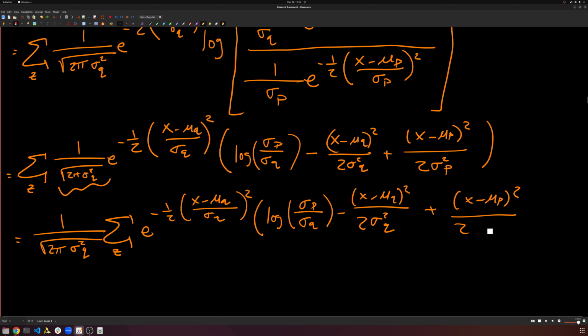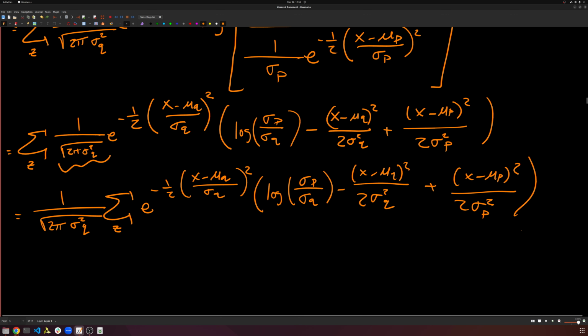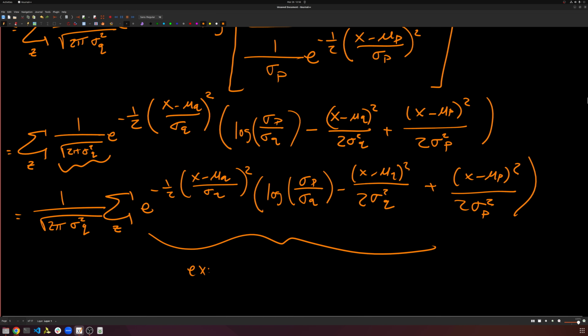Oh, let's write that cleaner. 2 sigma squared p. Okay. And let's close the parentheses. And there we go. So this is basically our setup. Now, what you should see when you look at this is that this whole thing looks like an expectation of Gaussians, right? So what do I mean by that?